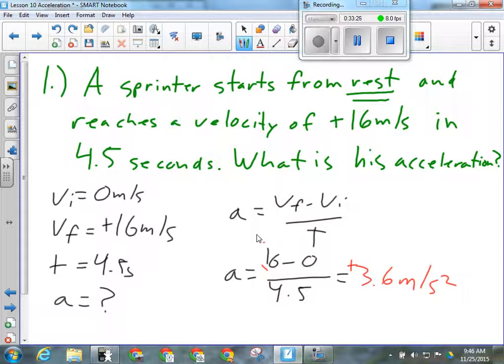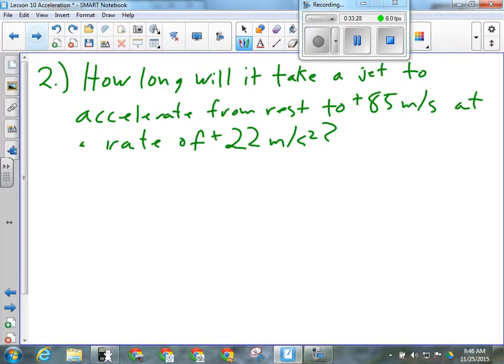So same as always, I'm going to show you one for each manipulation of the formula. Danielle. Usually 2 decimal places. Yeah, for the final answer.